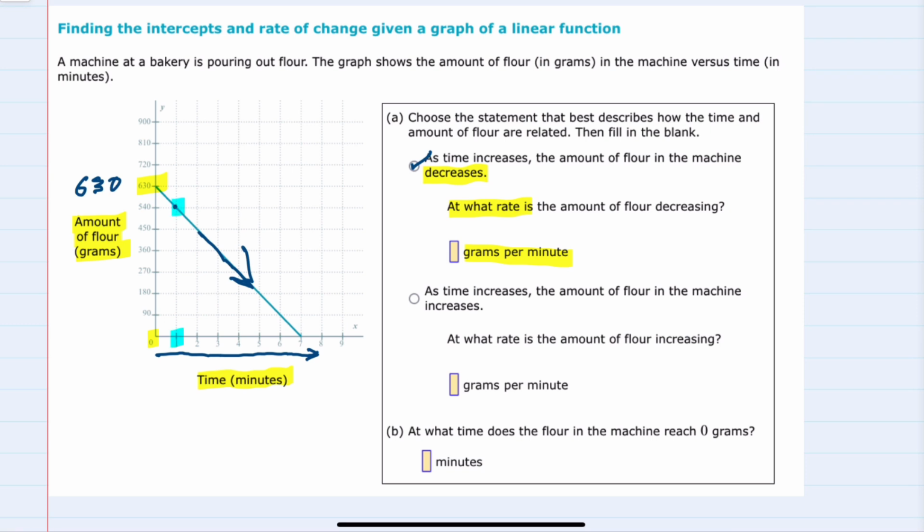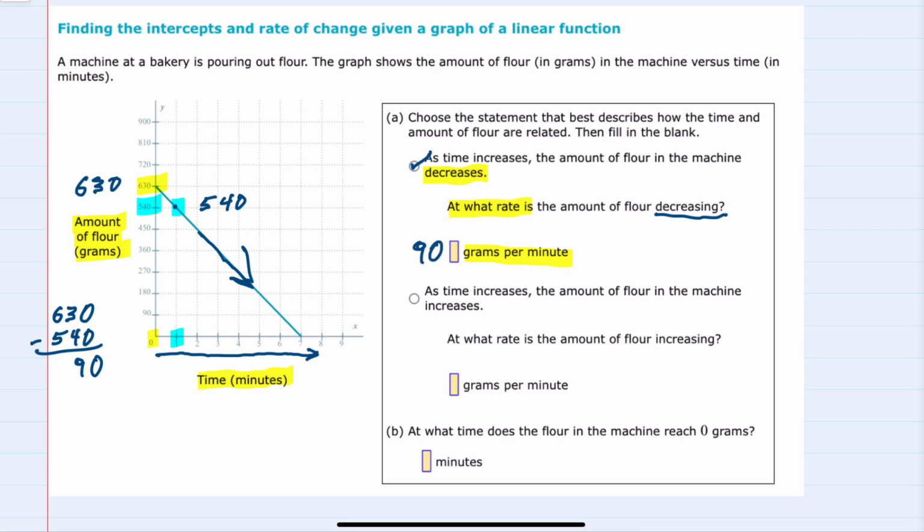And the height of this graph, if you can read it, is 540. So what's the difference? In 1 minute, it has decreased from 630 to 540. The difference between 630 and 540 is 90. We don't need to worry about the signs because we've already said at what rate is it decreasing. So that's the downward direction. It is decreasing at 90 grams per minute.